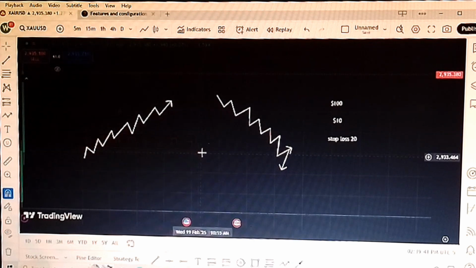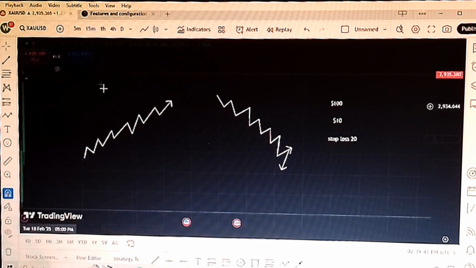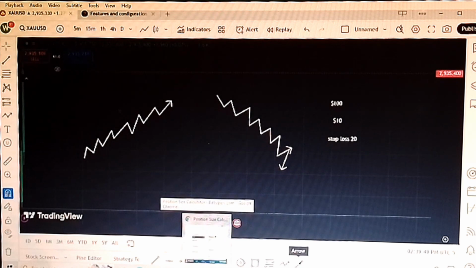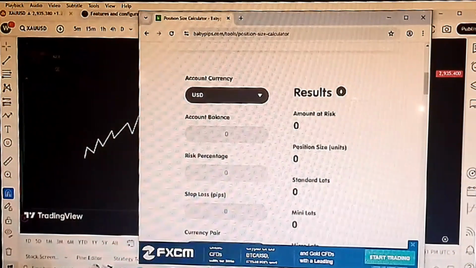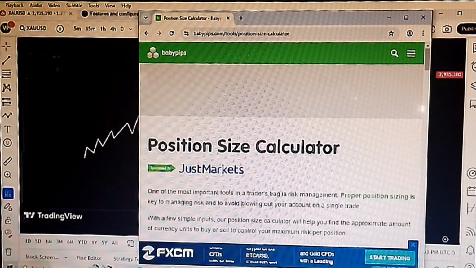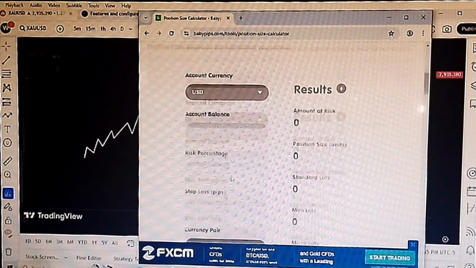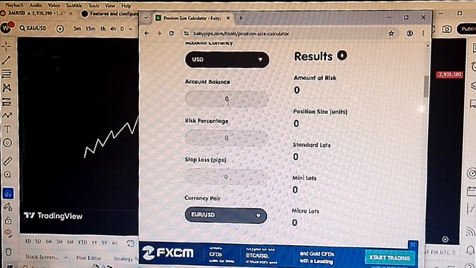How do we know the loss size to use for this stacking, for this trade? Let us visit a site. Go to Google and type position size calculator. I have $100 in my account. I am risking 10% of this $100, and 20 is the stop loss I've already said.